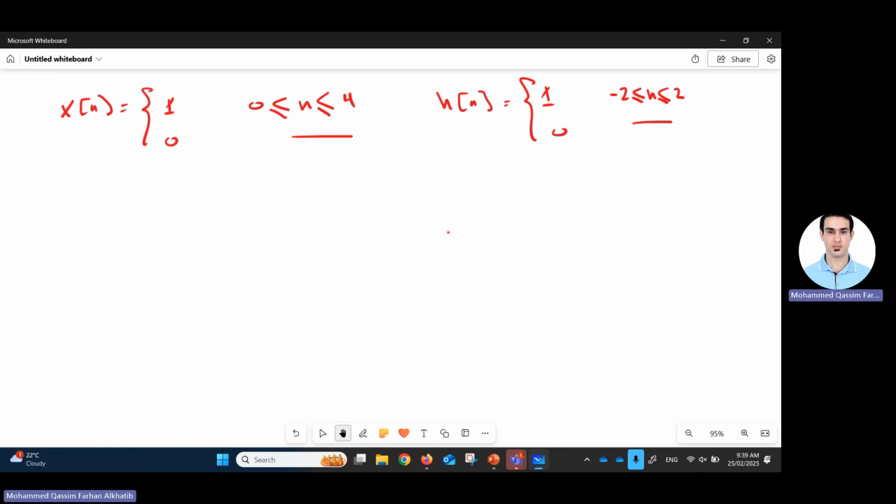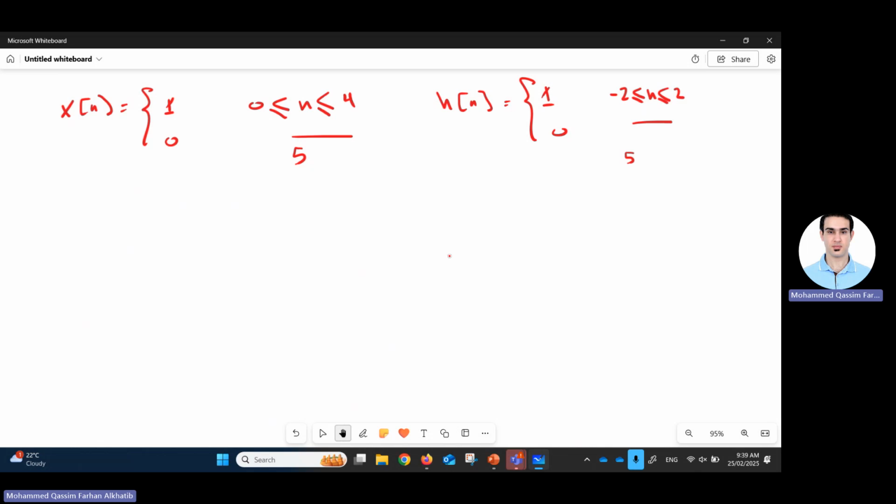Now, if you want to do the standard way, how many samples do I have? 5. 0, 1, 2, 3, 4. So I have 5 samples. The other one here, also 5: -2, -1, 0, 1, and 2. That's 5. So I will have a large number of multiplications and additions to do. So the standard way is time consuming in this one.